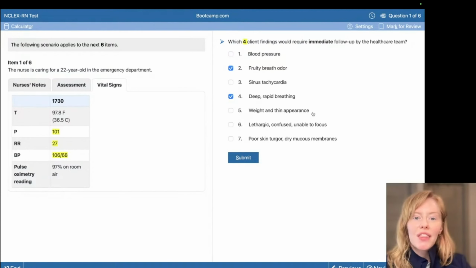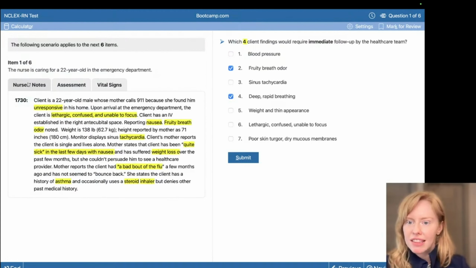Let's see. Weight loss and thin appearance. So that's an unexpected finding, right? This person has no reason to be so skinny, but it's also not something I could immediately follow up on. Even if I was super scared by this finding, there's nothing I can do right now to fix the fact that this patient lost weight over several months. This problem took several months to develop. I'm not going to fix it right now.